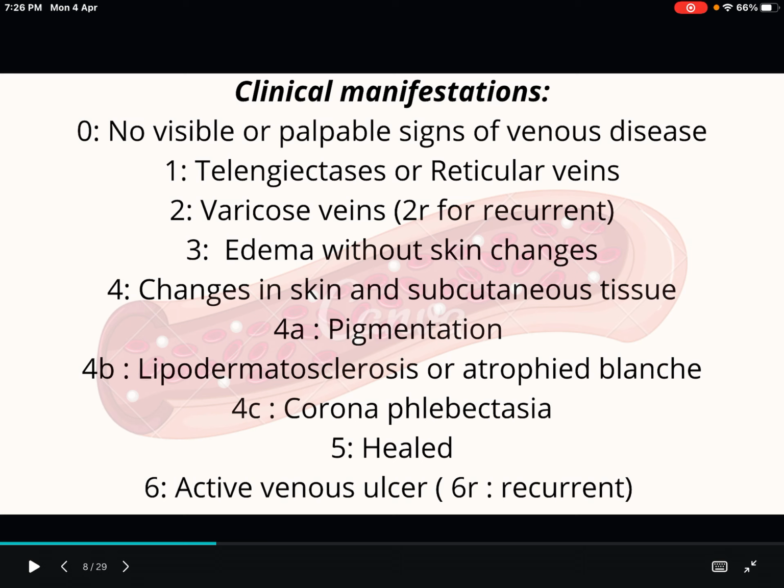0 means there is no visible or palpable signs of venous disease. 1 means telangiectasis or reticular vein. 2 means varicose vein, and 2R is written if it is a recurrent varicose vein. 3 for edema without any skin changes. If the skin changes are coming, then it is called number 4. And 4 is again divided into 3 parts, 4A, 4B and 4C. 4A for pigmentation, 4B for lipodermatosclerosis or atrophie blanche, 4C is for corona phlebectatica, and 5 is for the healed ulcer, and 6 is for the active venous ulcer.